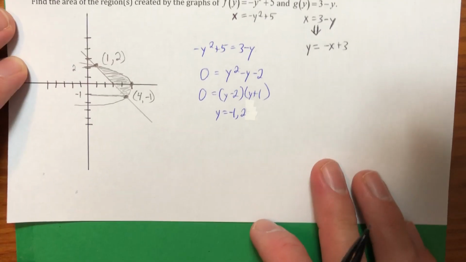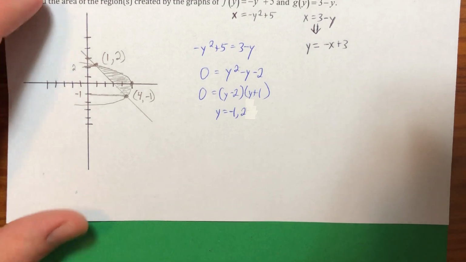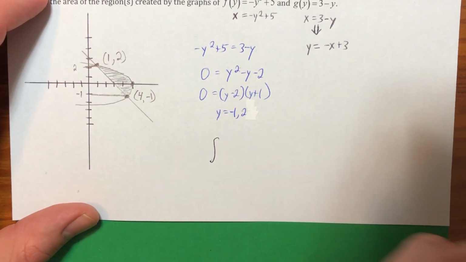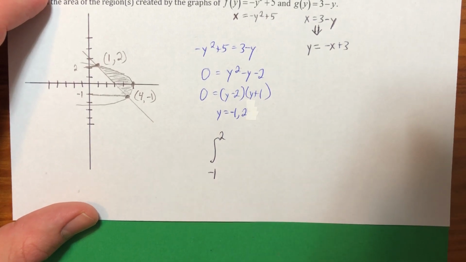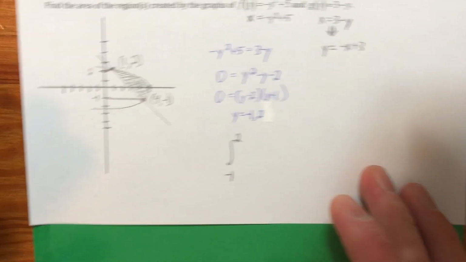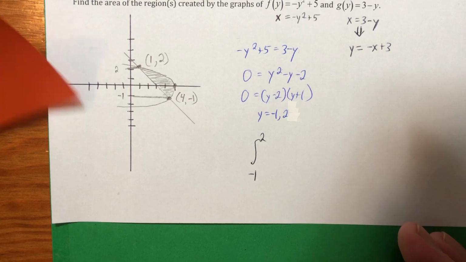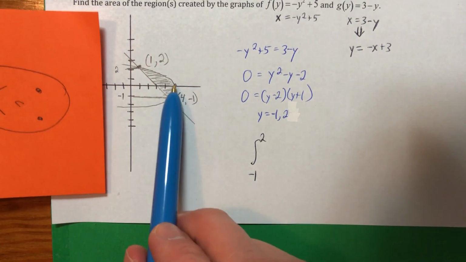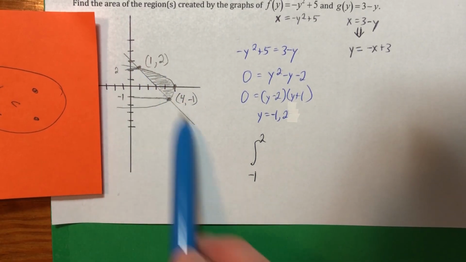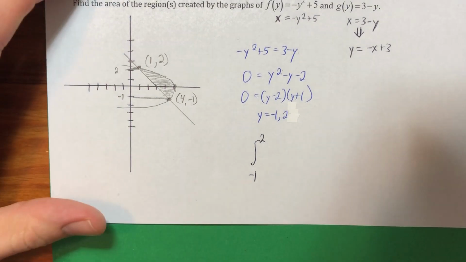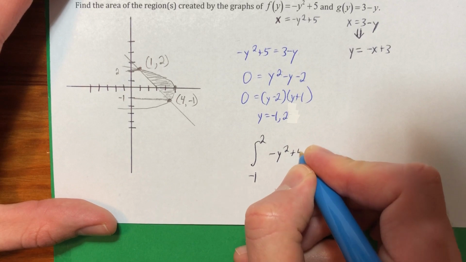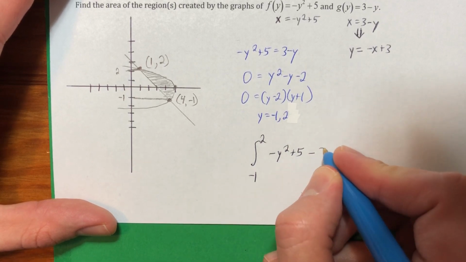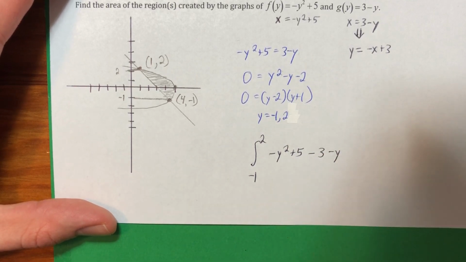All right, so I'm going to start writing my integral with my interval, and my integral goes from negative 1 to 2. And it's always top minus bottom. Well, notice the way I'm looking at it now. When I'm looking at it like this, the parabola's on the top, the line's on the bottom. I'm writing it wrong, and I'm going to fix it.